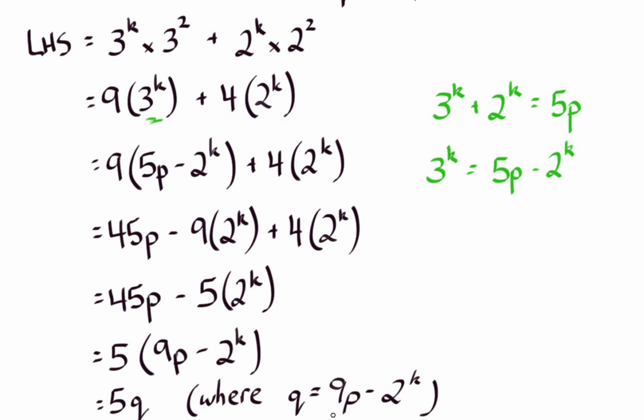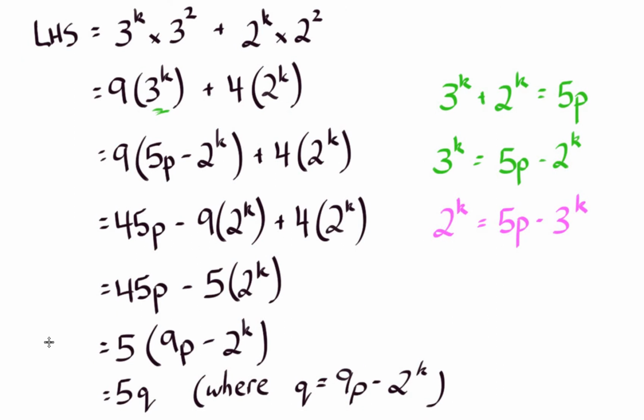Now, what if we went the other way? What if back here we actually made 2 to the power of k our subject? Like so. Well, if we did that, it would still work out nicely where we could drag out a 5. So in this case, it doesn't actually matter what method you choose. And if you'd like to have a go at that, I would encourage you to do so yourself.